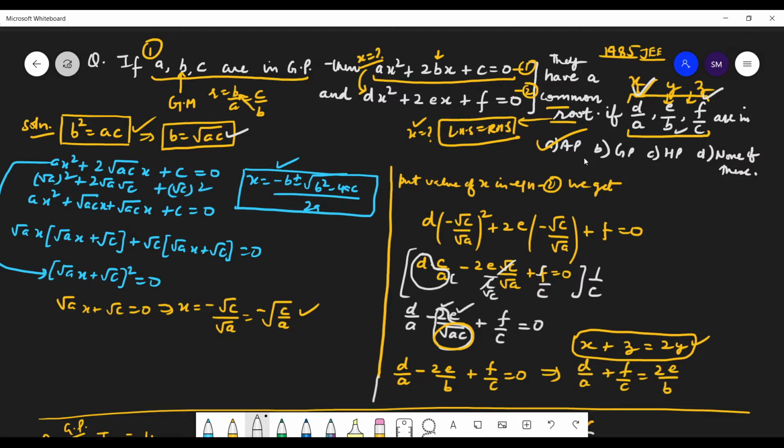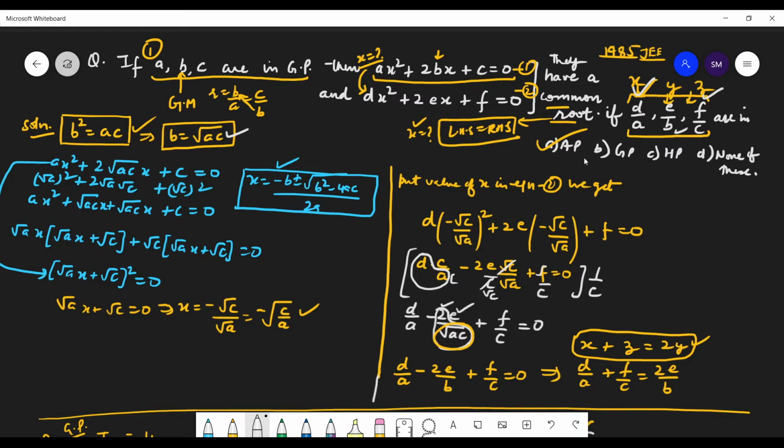And we have put this value of B in the first equation and we find the value of X. Then that value of X from the first equation we put in the second equation because they have a common root. That means LHS is equal to RHS. You can call it a root or a solution of the equation, that's the same thing. So putting the value of X, minus under the root 3 by A, in equation 2, we get this.